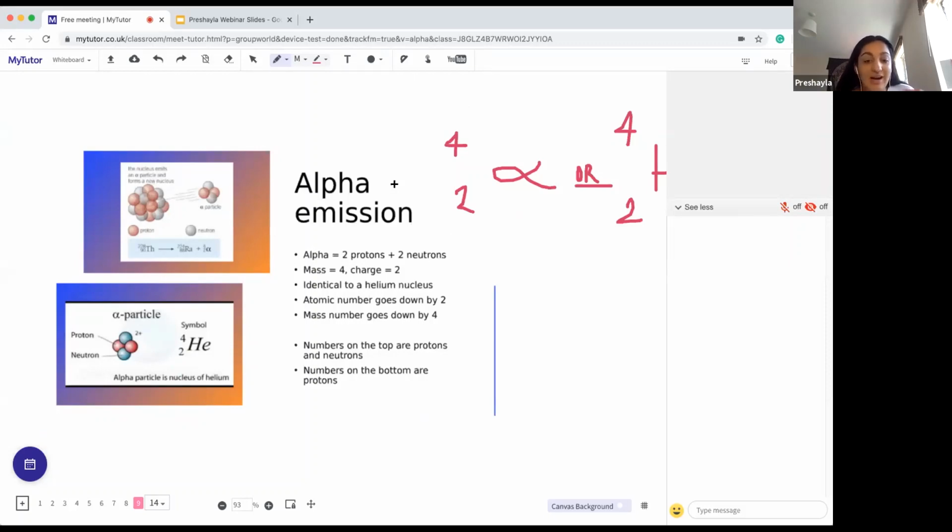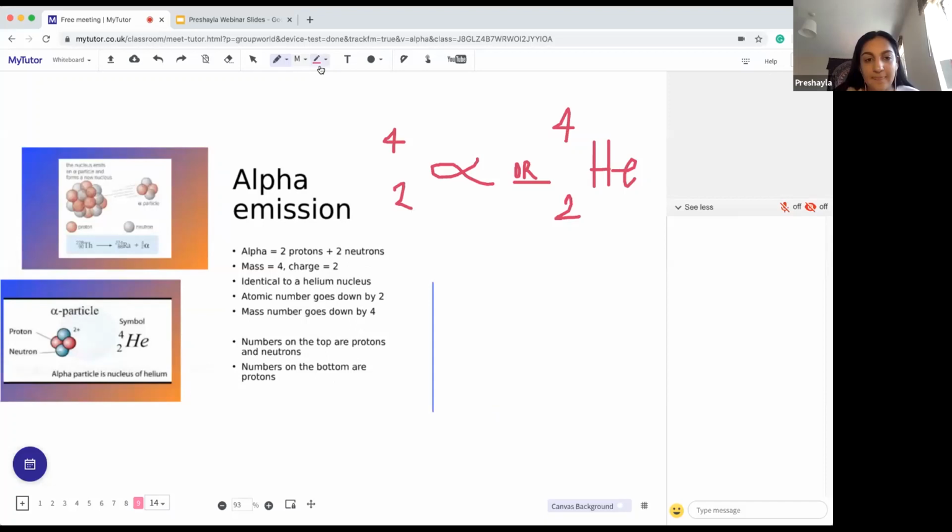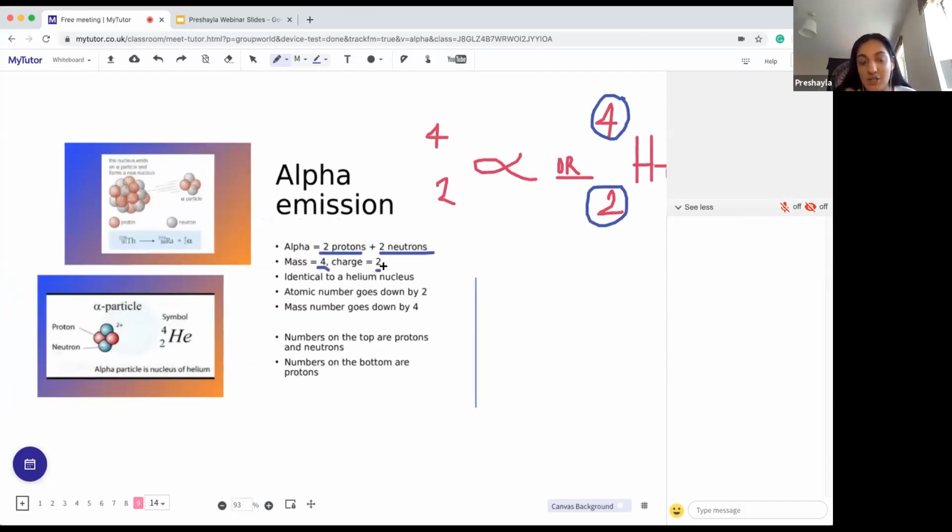So if alpha is a helium nucleus, that means alpha has 2 protons, as we can see here. It has 2 protons and 2 neutrons, because remember, 4 is 2 protons plus 2 neutrons. Its mass, therefore, is 4, and its charge is 2. Its charge is 2 because it has 2 protons. It's identical to a helium nucleus. Absolutely identical to a helium nucleus.